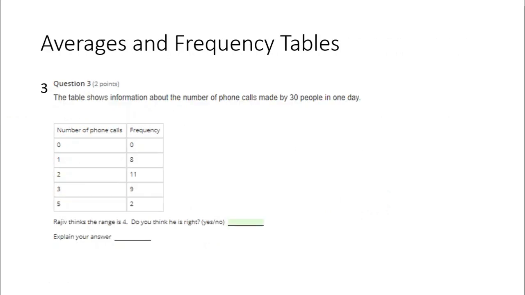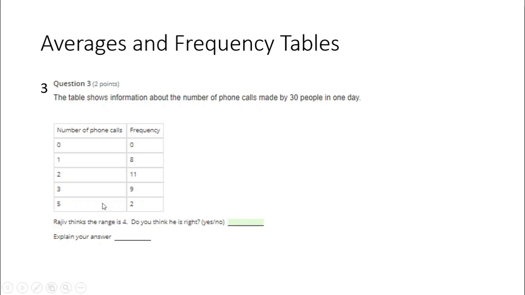Again, if you want to hit pause and try this for yourself first, please do that. We're going to take this up now though. Now this is averages and frequency tables again. We have Rajiv, and we have learned to mistrust Rajiv now, or at least think before you agree with him. Rajiv thinks the range is 4. Do you think he's right, yes or no?